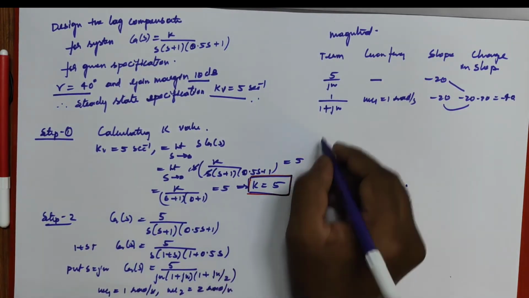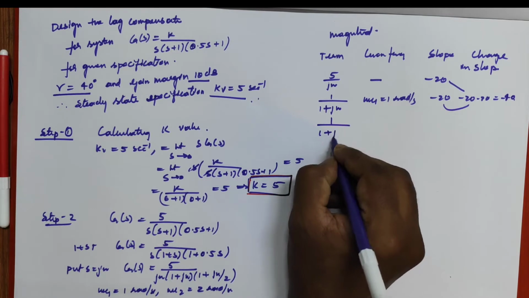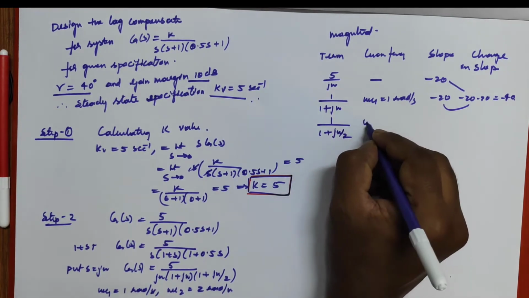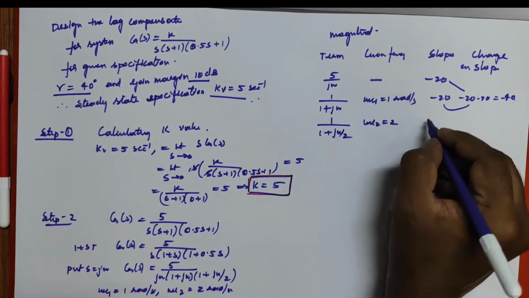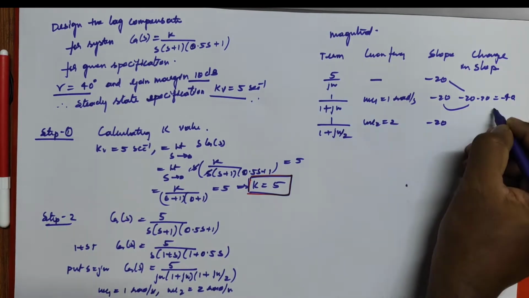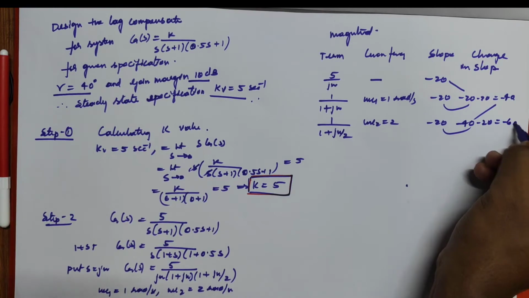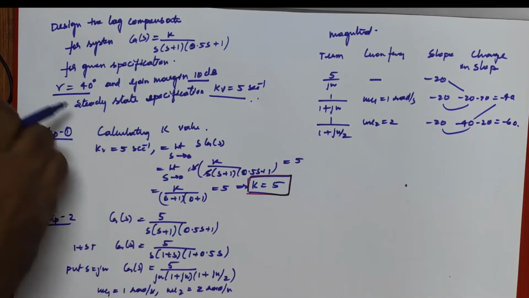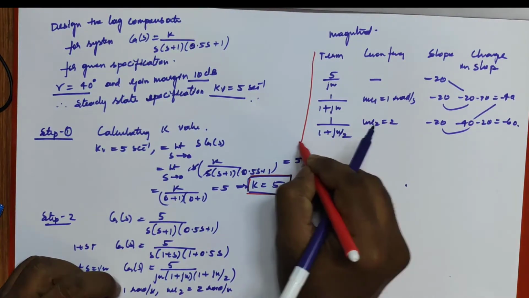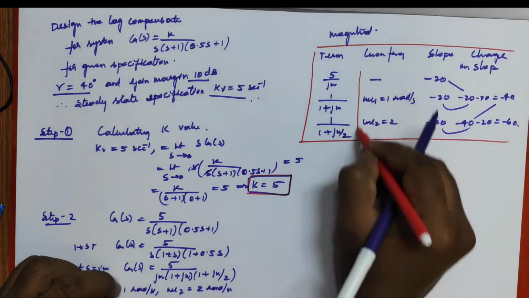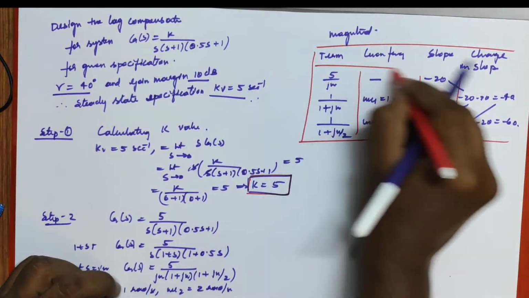After that we have another term, 1 plus j omega by 2, so we have omega c2 equal to 2 radians per second, and this also has minus 20 dB, and there is a change in slope from minus 40 to minus 60 dB. So we have obtained this table for the magnitude terms.